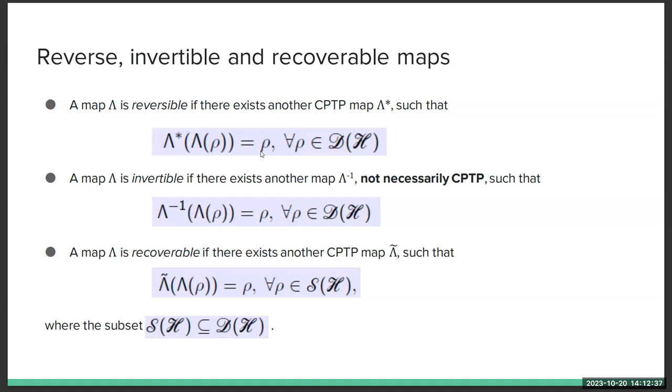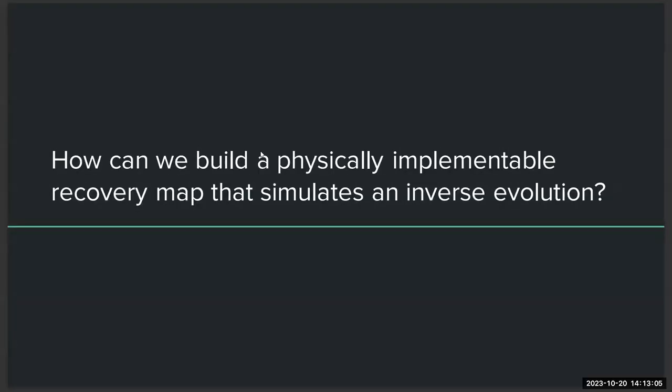So then the idea was, you will see that the very typical decoherence channels like dephasing, amplitude damping, depolarizing, they always have a regime where they are not invertible. And we wanted to see how this mathematical property is connected to the physical property, which is to be recoverable or reversible. Is there any connection between these two things? So the question now was, how can we build a physically implementable recovery map that simulates an inverse evolution?